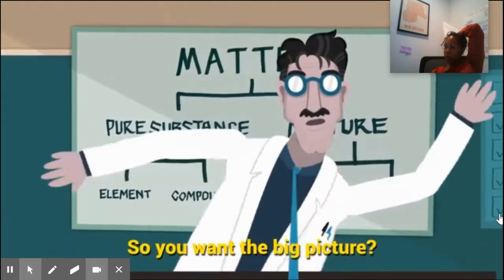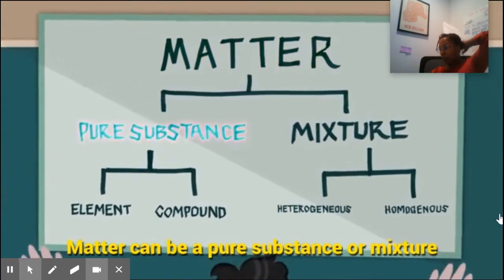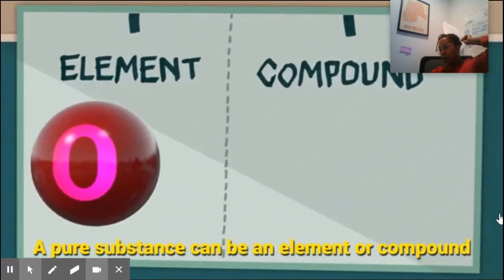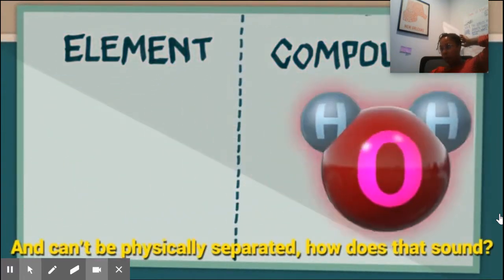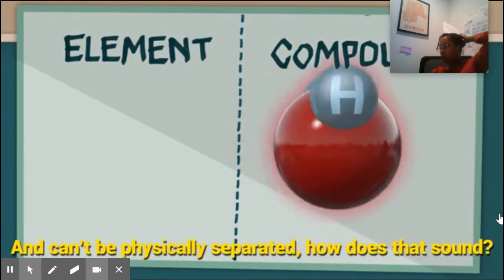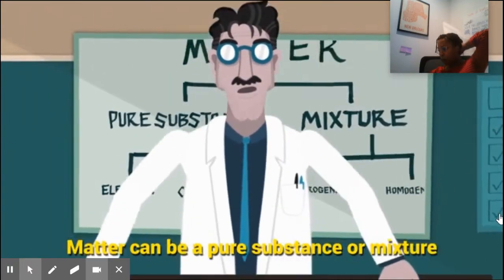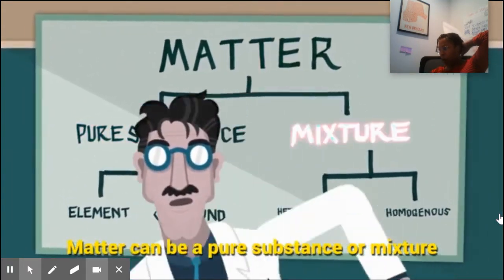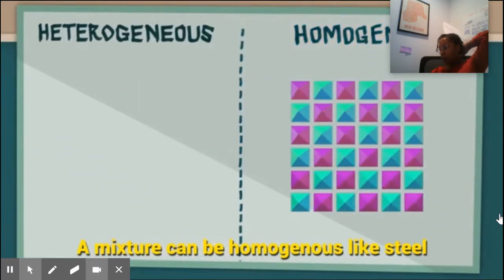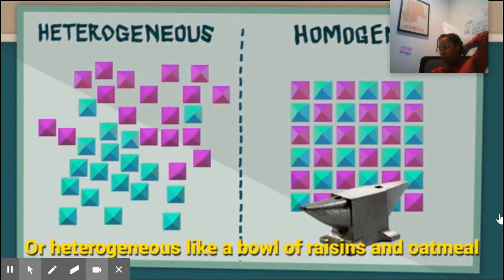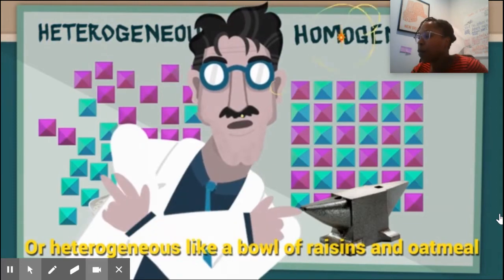So you want the big picture, man? It could be a pure substance, a mixture. Pure substance could be an element, a compound, can't be physically separated. How does that sound? So you want the big picture, man? It could be a pure substance, a mixture. A mixture could be homogeneous like steel, or heterogeneous like a bowl of raisins and oatmeal.